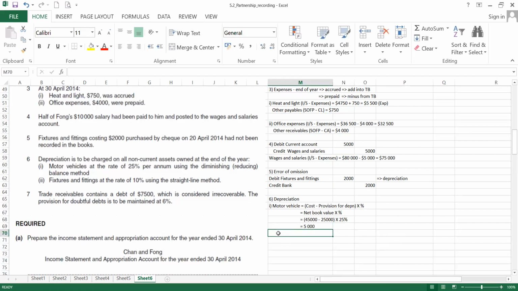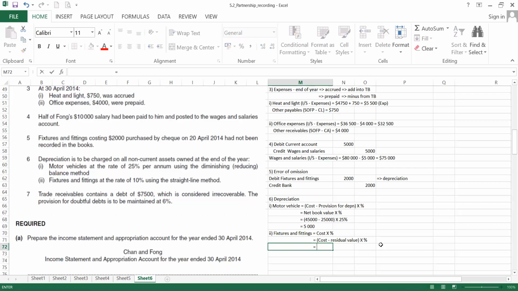Next is number 2, fixture and fitting. They say that straight line method. Straight line method is taking the cost times the percentage. This is normally in the question, but sometimes in the question they give you the scrap value. So the formula can also be the cost minus residual value or disposal value, and then times the percentage or divide by the number of working life.